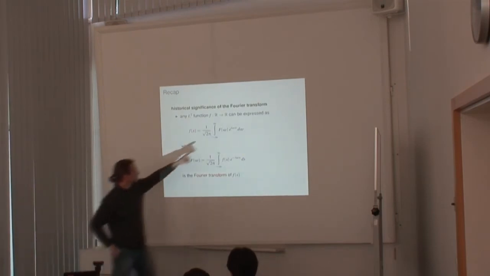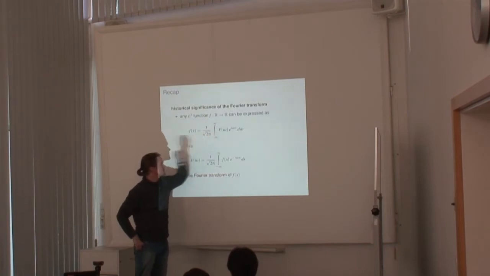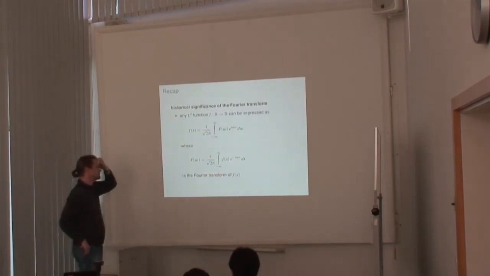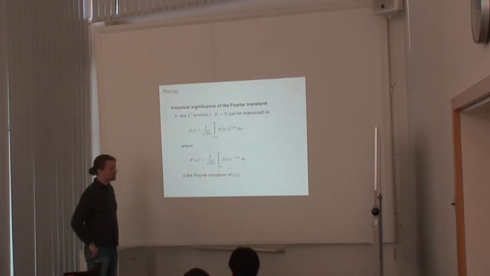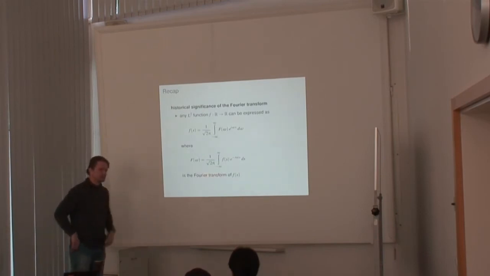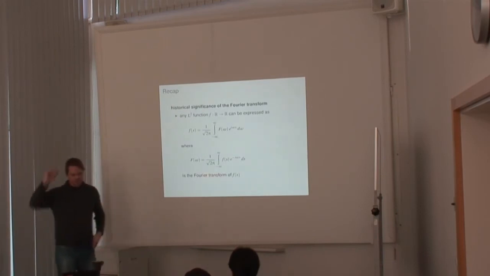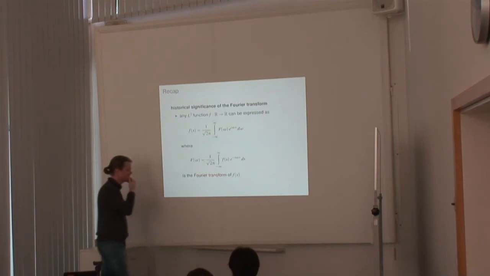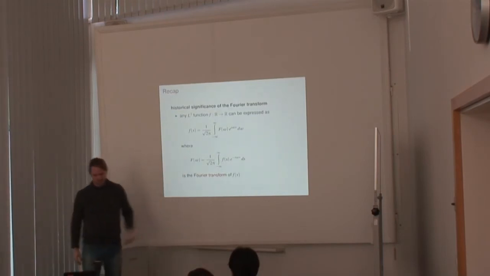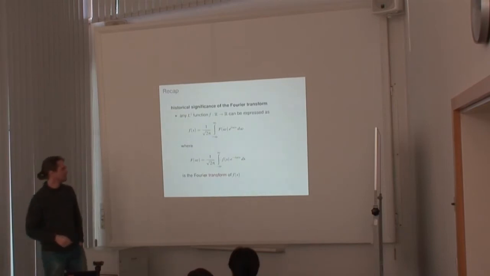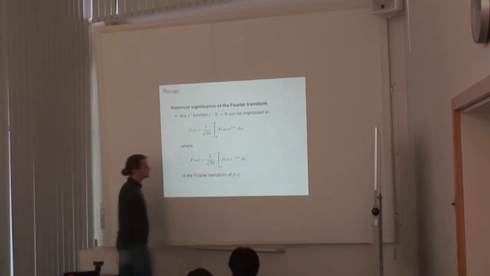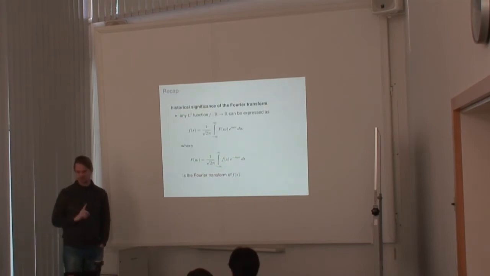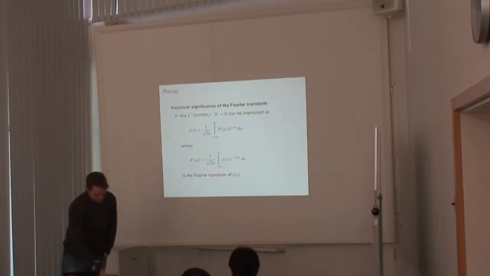And this ingredient in this expression, this function capital F of omega, is given as so. We have capital F of omega is 1 over square root of 2 pi times the integral from minus infinity to infinity of f of x times e to the minus i omega x, and this time we integrate with respect to x. And this capital F of omega is called the Fourier transform of this function f of x, that for the time being still depends on only one variable. All right? We will generalize that to the case of multivariate functions next time.